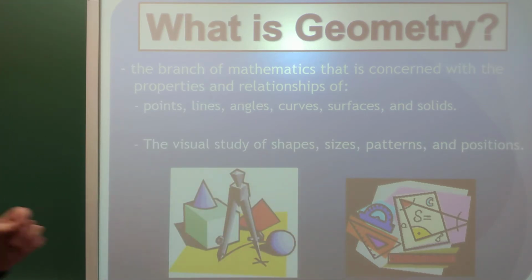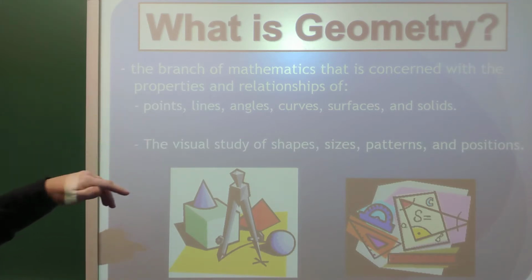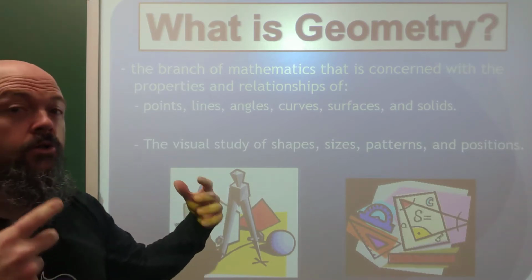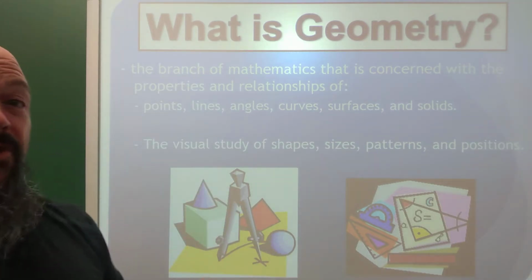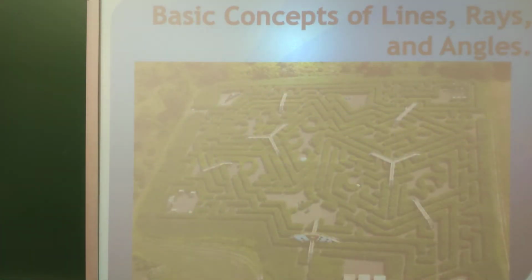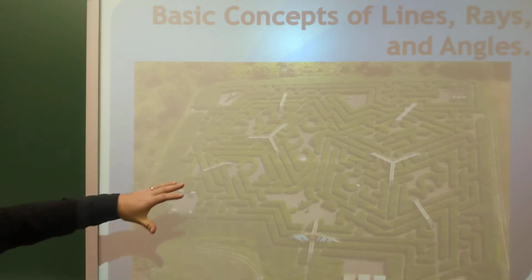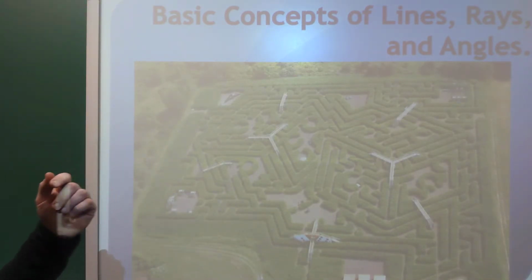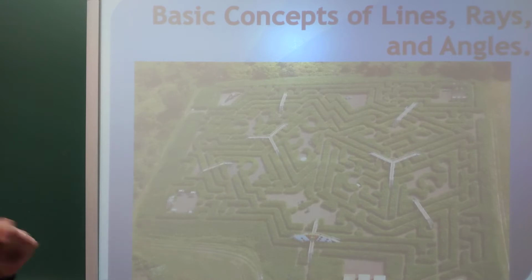What is geometry? Geometry is the branch of mathematics concerned with properties and relationships of points, lines, angles, curves, surfaces, and solids. So, the shapes, and what makes up the shapes. All the pieces that a shape comes from, that is what geometry is all about. And that's what we're looking at in this unit. So, let's get into the core, the skeleton of these shapes: the lines and the angles and those goodies.